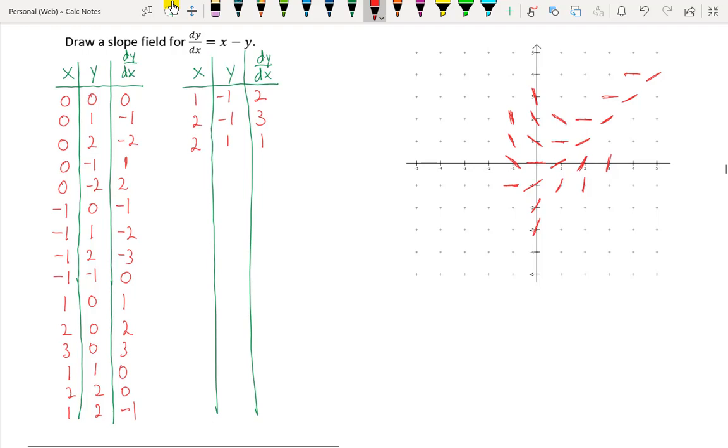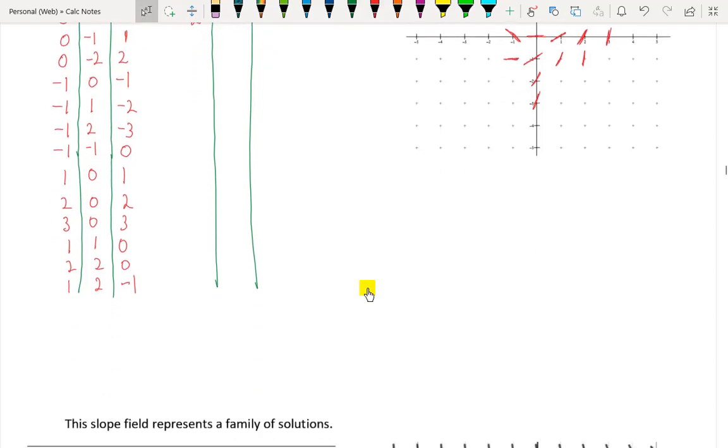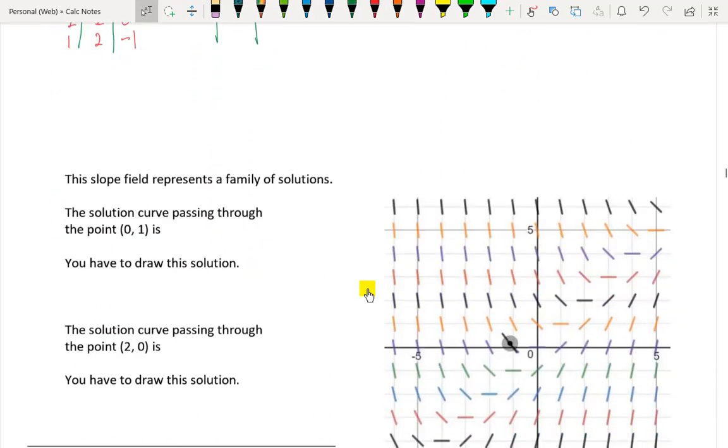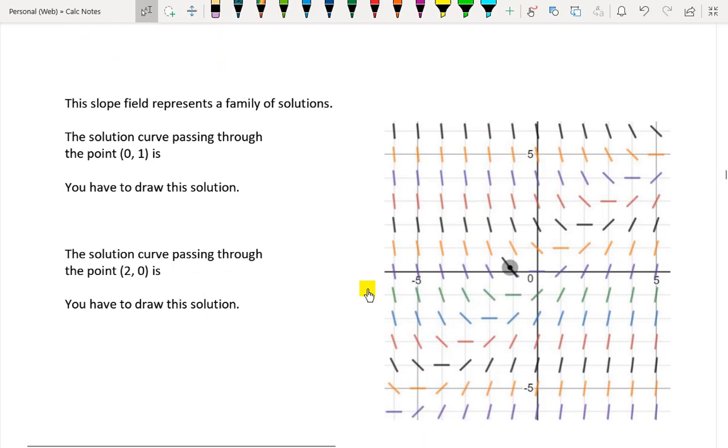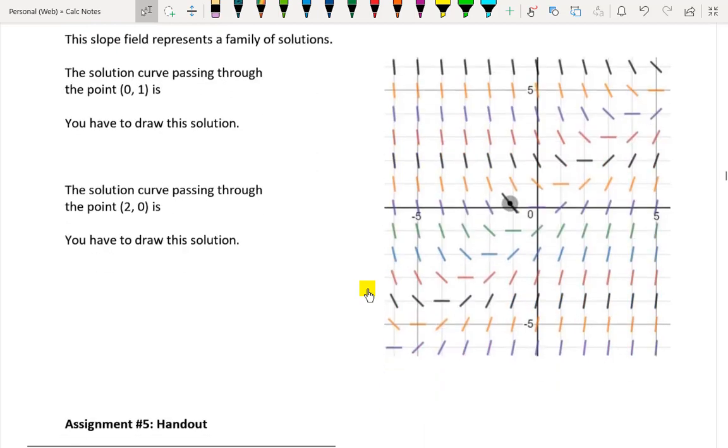Now, if you take a look at the picture below, I believe we actually have a picture of that graph. It says the slope field represents a family of solutions. The solution curve passing through the point 0, 1 is. Now that's not the point highlighted here, so just be careful on that. 0, 1 is actually right here. Okay, so I want to draw the solution curve.